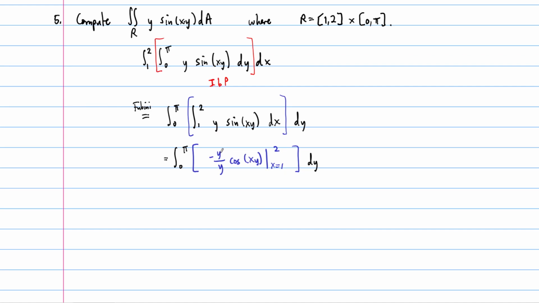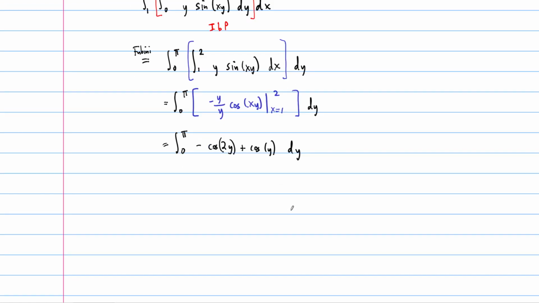We evaluate it, and this is going to be the integral from 0 to pi of negative cosine of 2y plus cosine of y dy. All right, and we can now easily do this one. The antiderivative of cosine is sine, so this is negative 1/2 sine of 2y plus sine of y, with y going from 0 to pi.